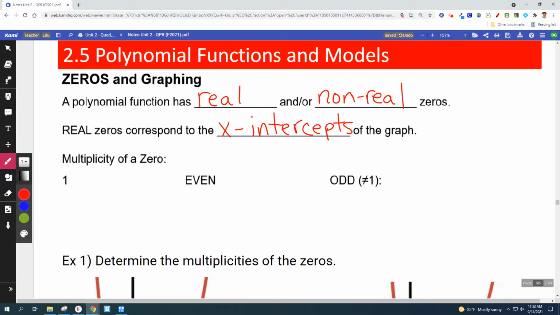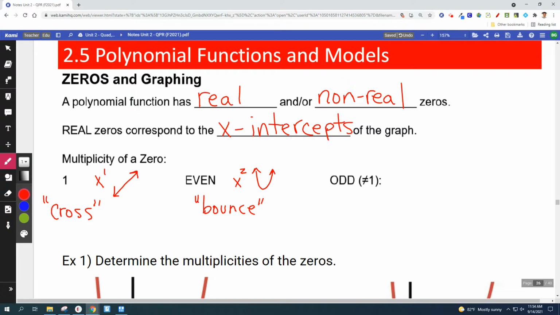If you see a multiplicity of 1, you can kind of think about x to the first, and an x to the first graph is just going to be like a straight line, basically. And so a zero with a multiplicity of 1 is going to cross at that zero. But an even number, like 2, for instance, if you think about what x squared looks like, a zero with even multiplicity is going to bounce like an x squared graph does.